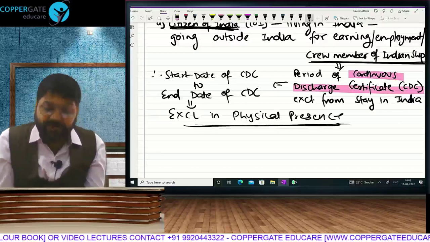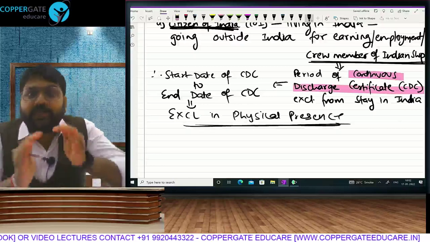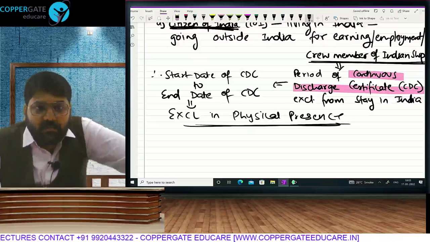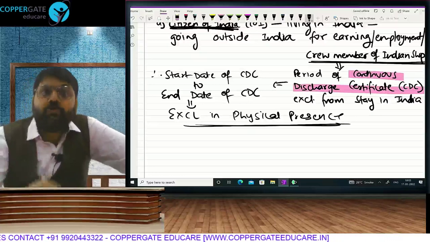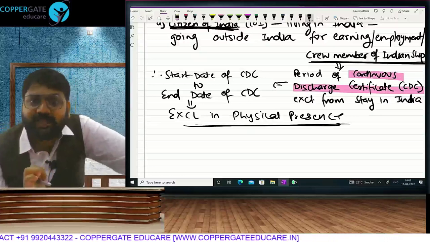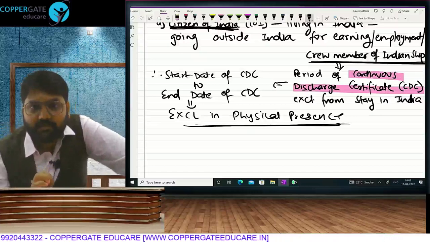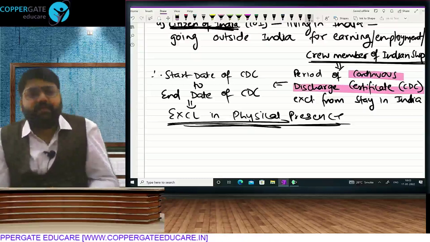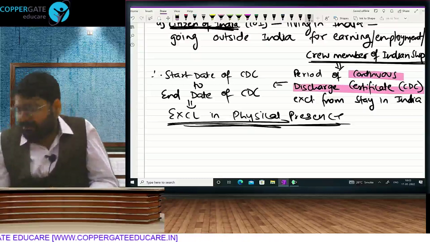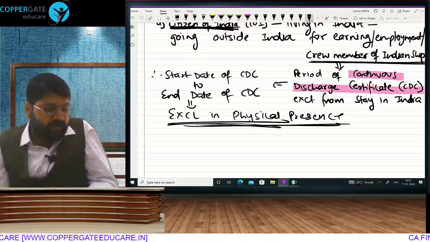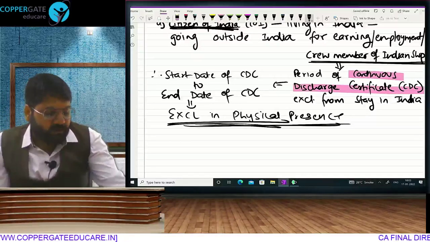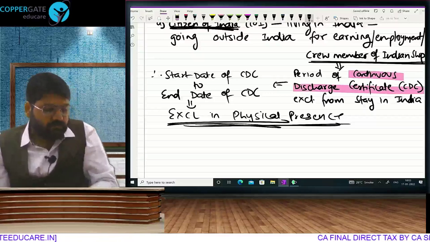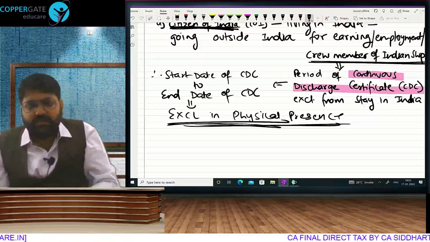Even if the ship returns on 1st May, ladies and gentlemen, ship returns on 1st May. So, 1st to 10th May, where is the employee physically present? India, but it will still not be counted as stay in India. This rule is applicable for crew members of Indian ships. Have you understood? Everyone?